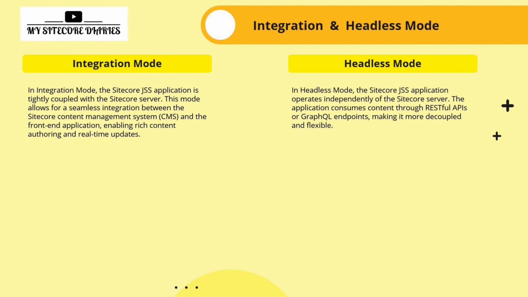Okay. In headless mode, the Sitecore JSS application operates independently of the Sitecore server. There is no dependency on Sitecore. Your application can work separately, and the application consumes content through the RESTful API or GraphQL endpoints, making it more decoupled and flexible. So these are the two modes which are generally used for the production. Okay, and the connected mode and disconnected mode are used for the development.